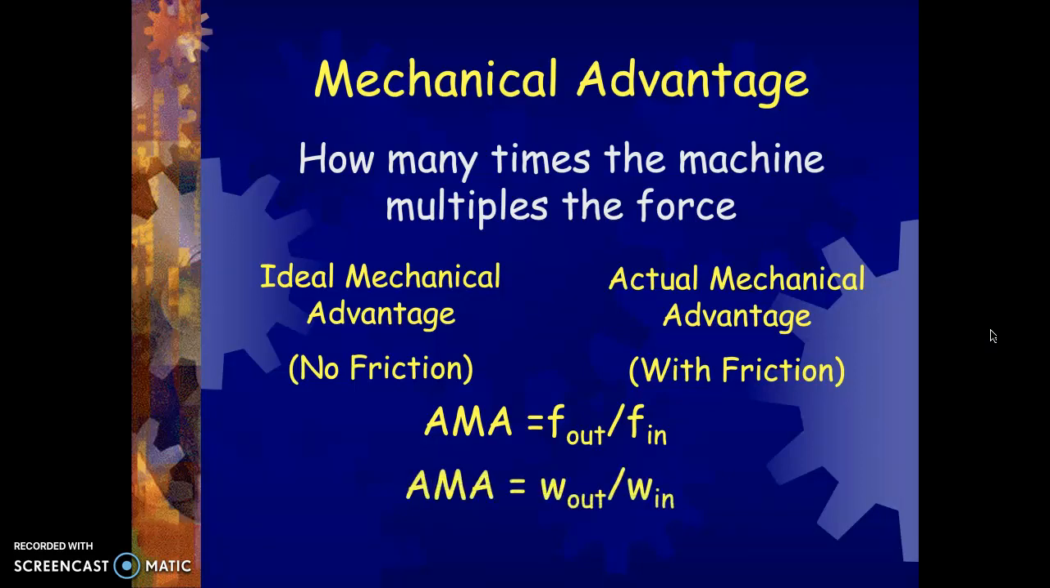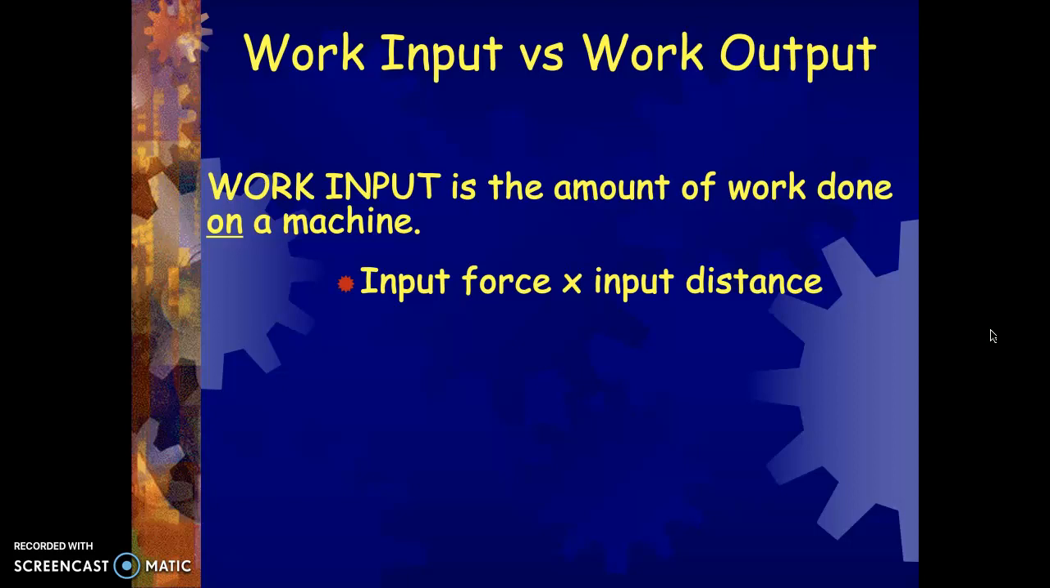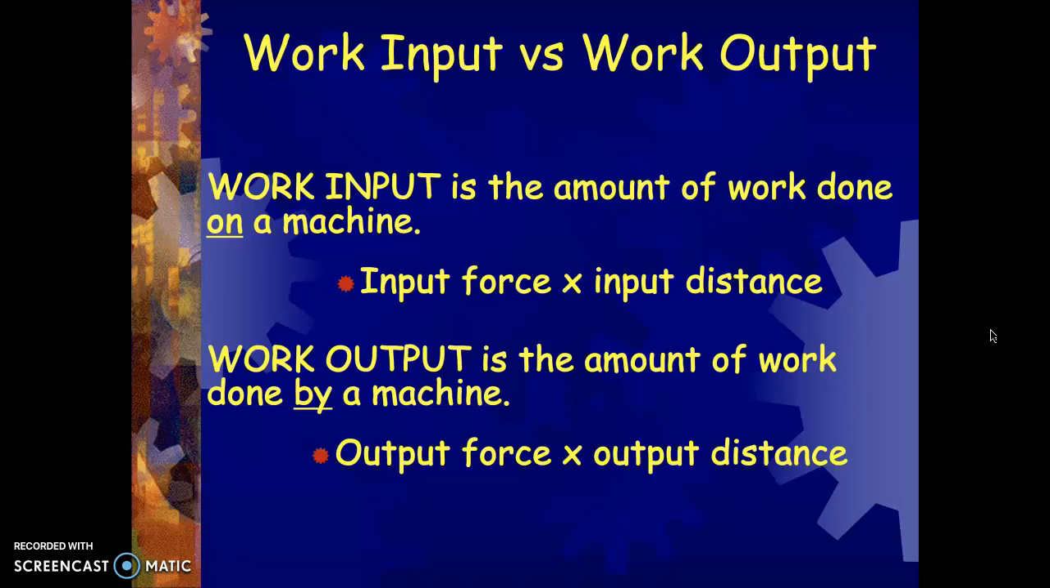Another way to compare them is to compare the work that's put in and the work that comes out. Okay. And to do that, in many cases, we have to know force and distance. What is the force coming out of the machine compared to its distance? And the force going in the machine compared to distance. Okay, so those last two kind of go hand in hand, since we already learned about what work is and how to calculate it. So, work input versus work output should be pretty simple to understand. Work input, what do you do to the machine? And work output, what does the machine do?